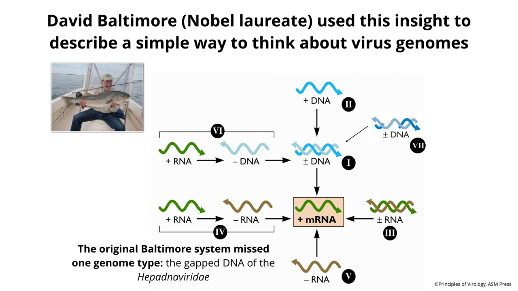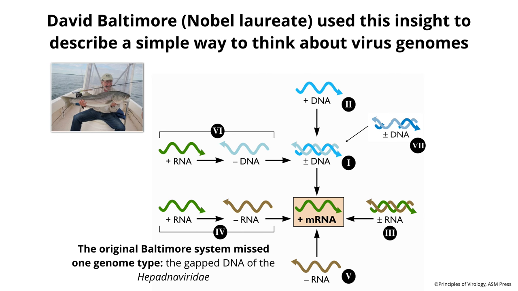Now, back in the 1970s, David Baltimore, a Nobel laureate, took these two facts, specifically the one that says that viruses have to make mRNA that's readable by host ribosomes, and he organized all the known viruses at the time into this scheme. This is called the Baltimore scheme. Here he is over here. He likes to fish. I actually worked with him many years ago. Very exciting place to work. Very smart man.